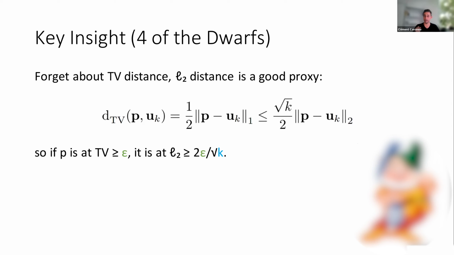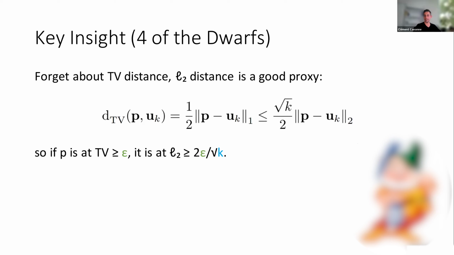If the distribution is actually uniform, then the distance to uniform is 0, and regardless of the norm I'm considering, this is still going to be 0. So if I'm actually uniform, the L2 distance is also 0. If the L1 distance, the total variation distance, is at least epsilon, then by the Cauchy-Schwarz inequality, the L2 distance is at least epsilon over square root K. There's a factor 2 somewhere, but 2 epsilon over square root K. So that's, at least, something. And maybe that's enough.